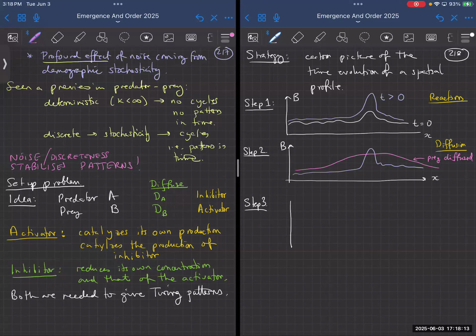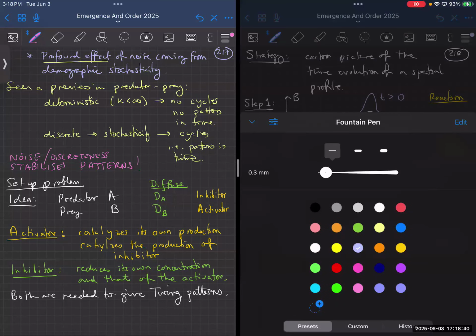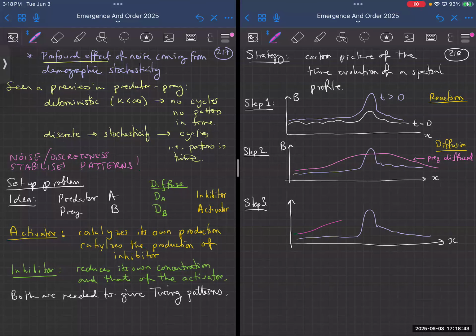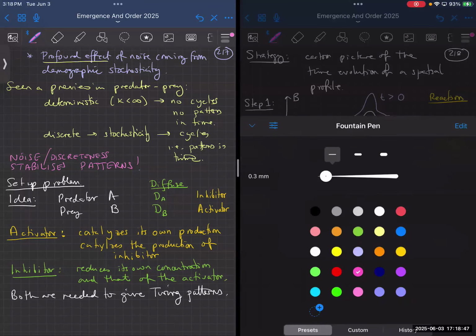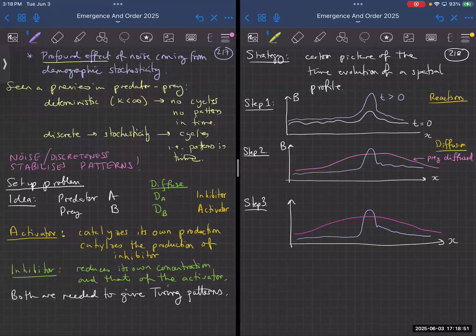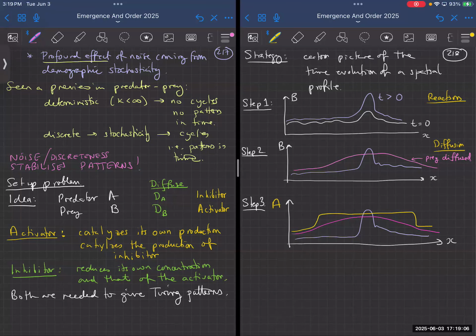I'm going to draw the predator and the prey here. Let me just do this in a low-tech way. So here's what I've just shown you. There's my time. Then I have the diffusion like that. And now let's add to this the predator. So what is the predator going to do? The predator is activated by the prey. So if the prey population is the purple one, then the predator is going to be mostly in these areas, something like that.